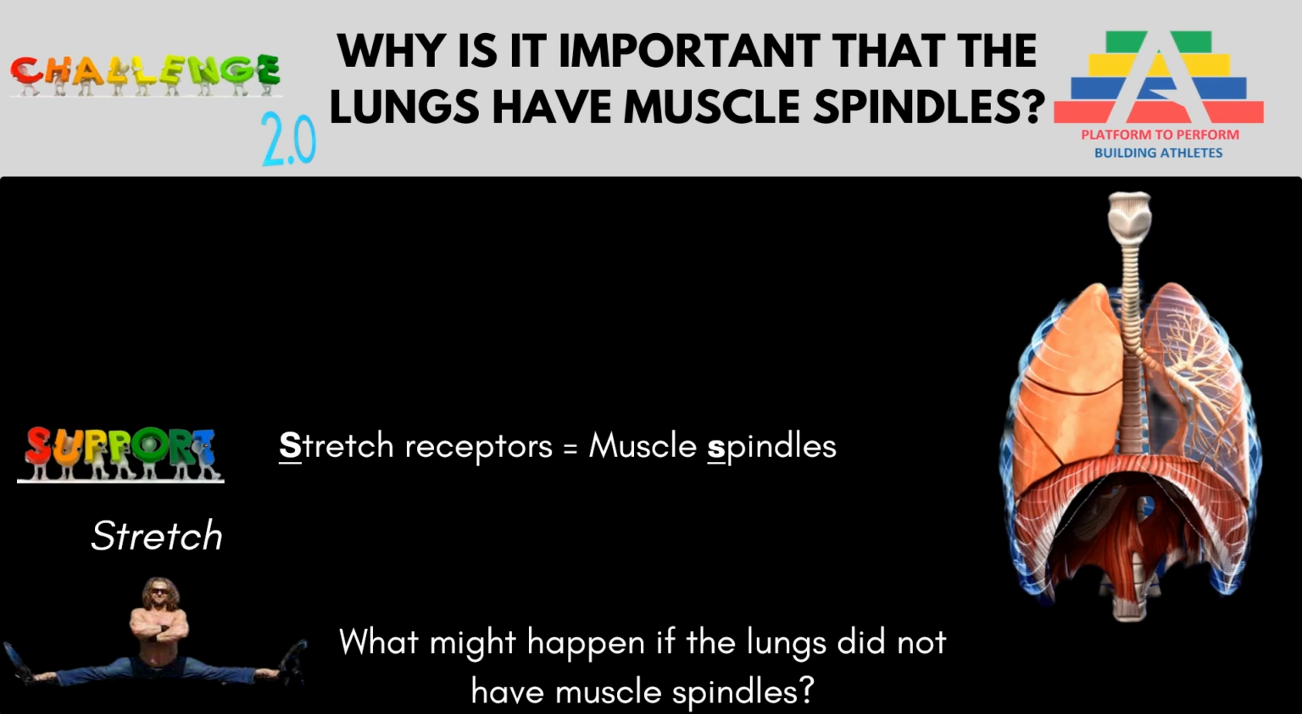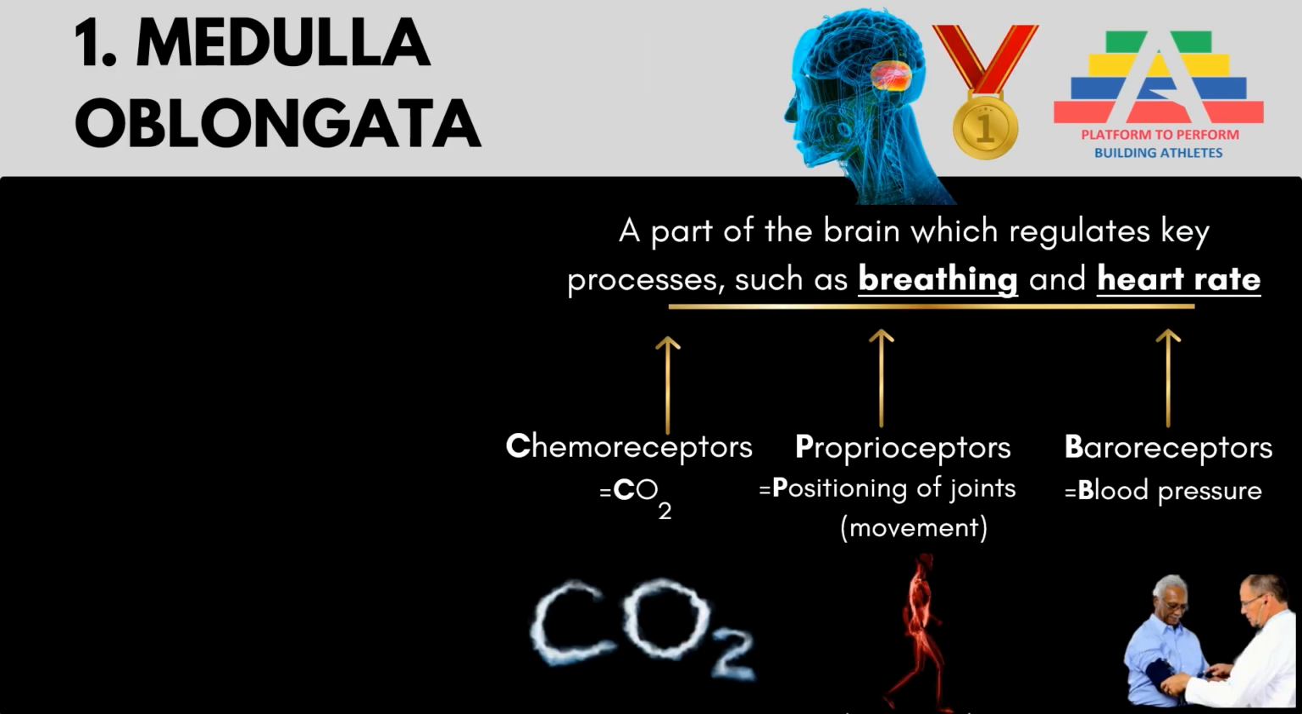The stretch receptors in the lungs, or the muscle spindles, are actually there to prevent overinflation of the lungs. So they send impulses to the expiratory center, down the intercostal nerve to the expiratory muscles, so the abdomen and the internal intercostals. These are what allow expiration to occur. So they're basically sending signals to the brain to get you to breathe out in order to stop you overinflating the lungs. Finally, we have the medulla oblongata.